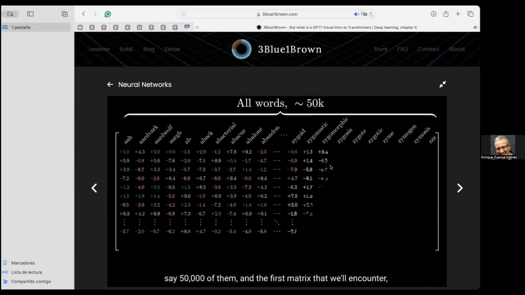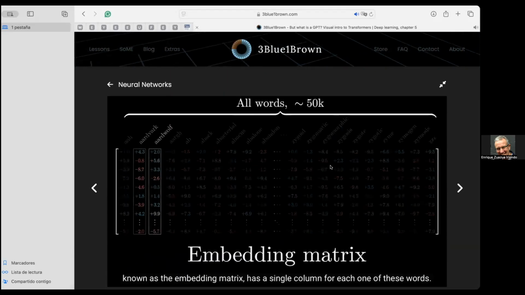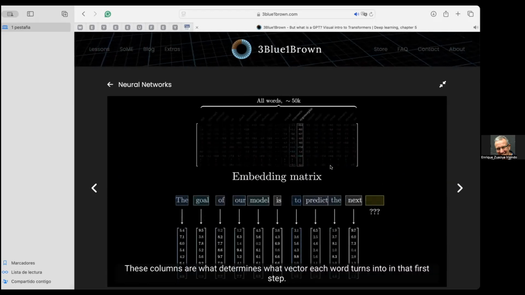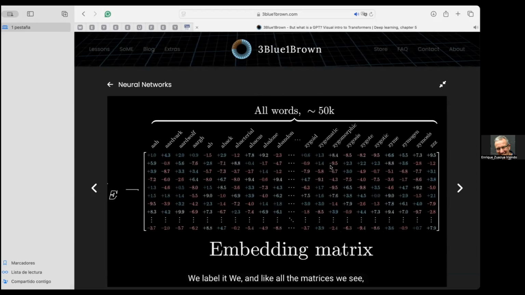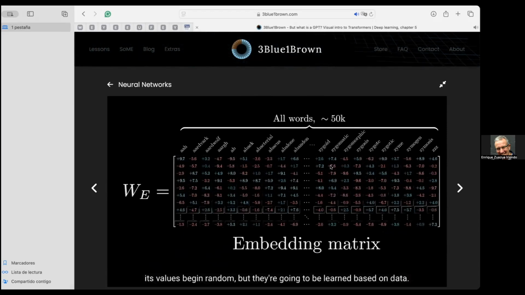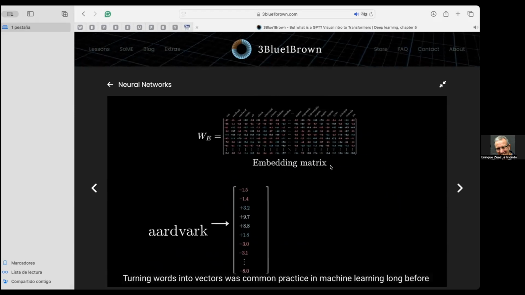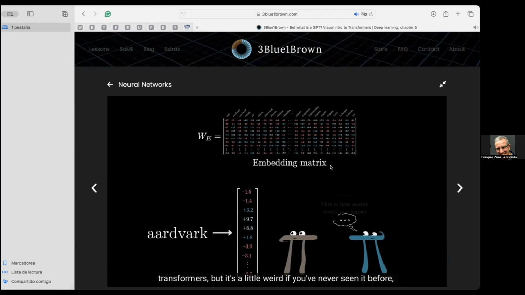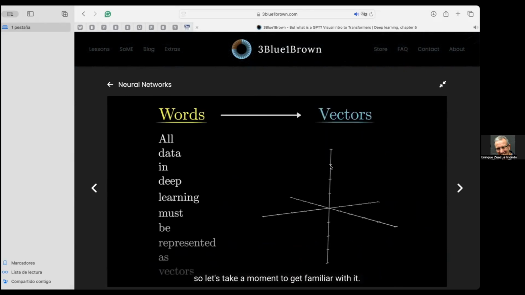And the first matrix that we'll encounter, known as the embedding matrix, has a single column for each one of these words. These columns are what determines what vector each word turns into in that first step. We label it WE, and like all the matrices we see, its values begin random, but they're going to be learned based on data. Turning words into vectors was common practice in machine learning long before transformers, but it's a little weird if you've never seen it before, and it sets the foundation for everything that follows, so let's take a moment to get familiar with it.